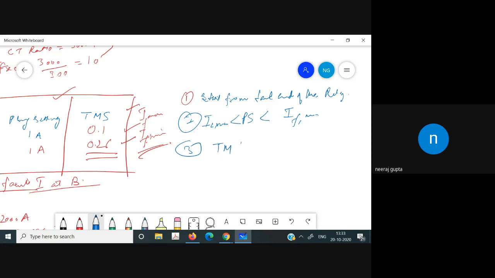And third point, the TMS should be decided such that selectivity with the next relay downstream is maintained with the maximum fault current at the beginning of the next section. So TMS should be decided so that the selectivity is maintained.